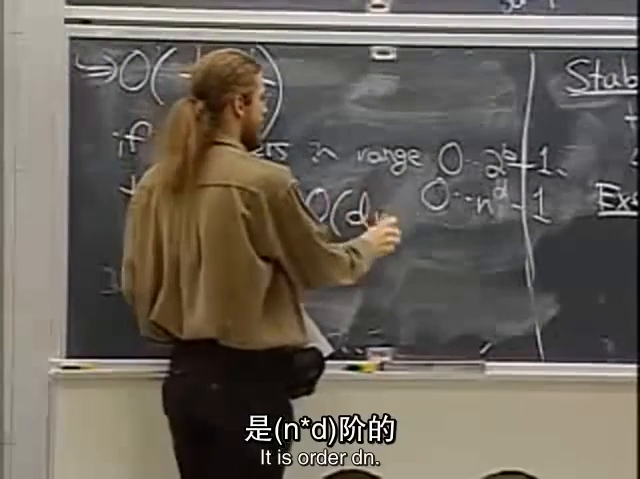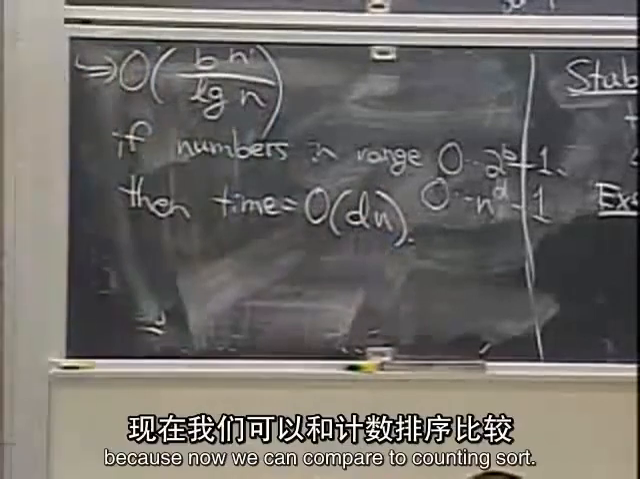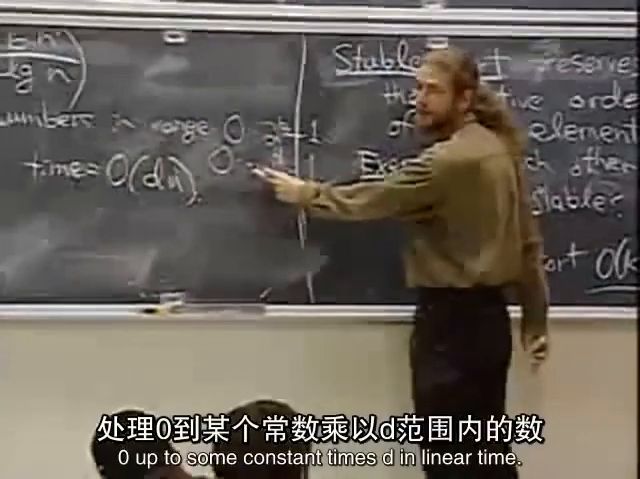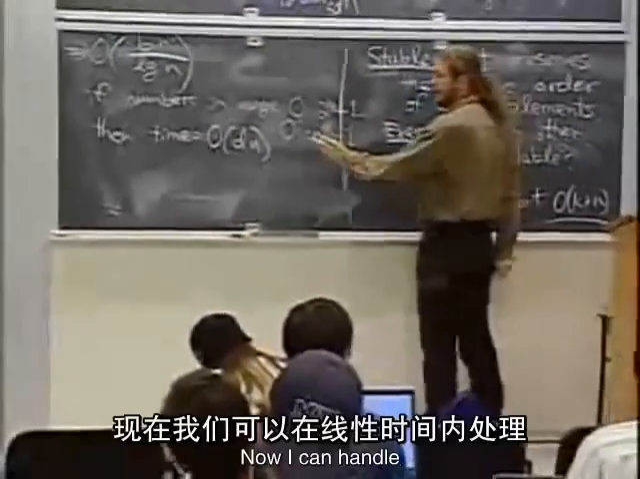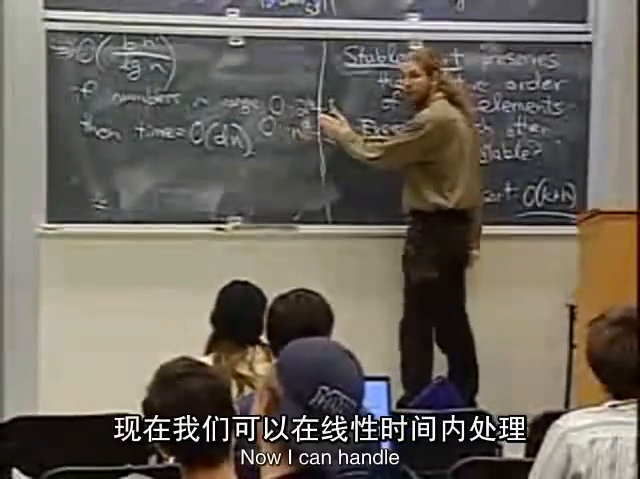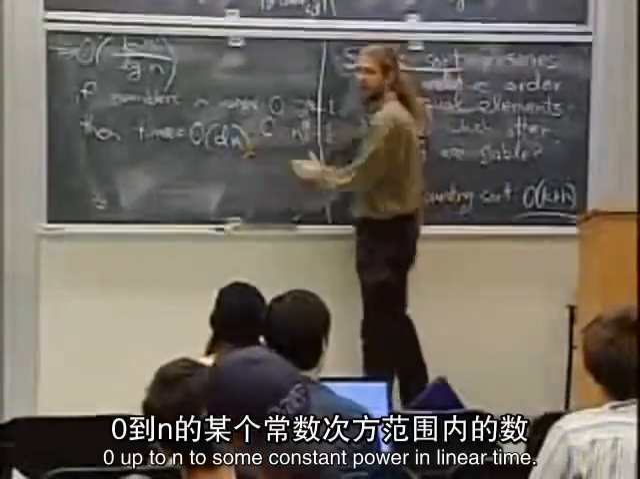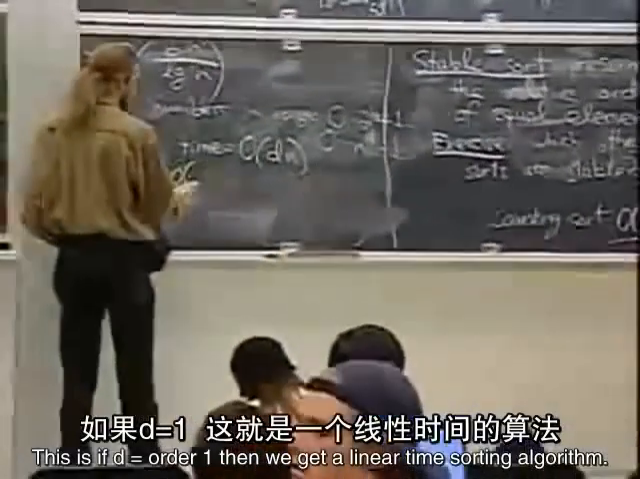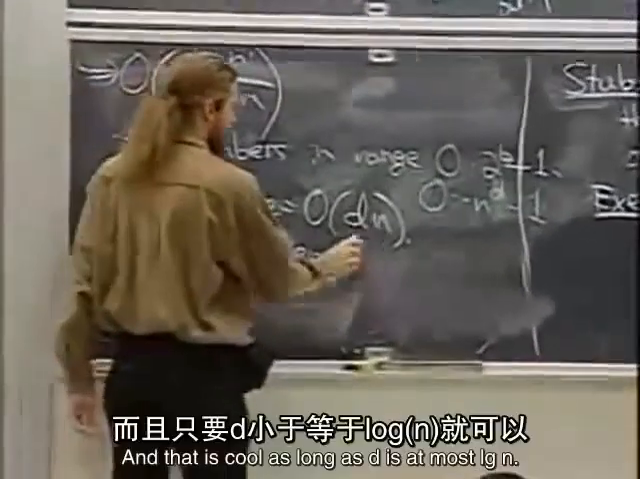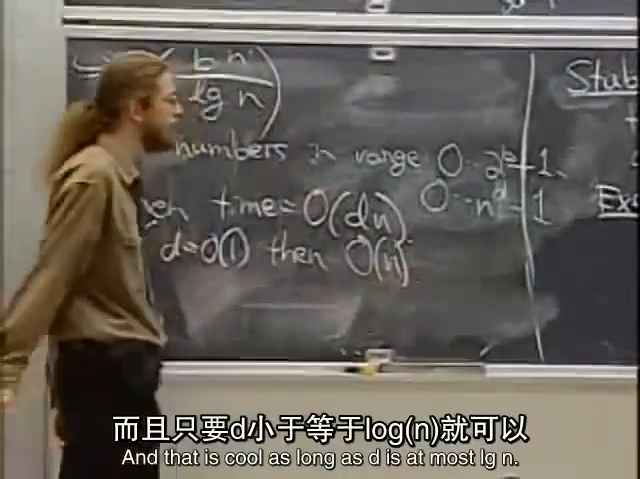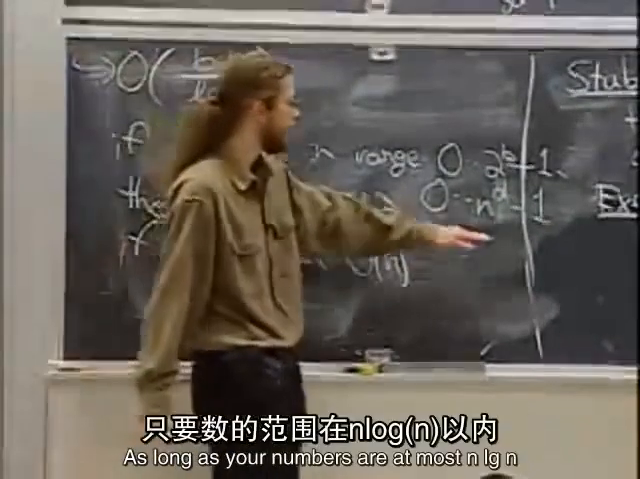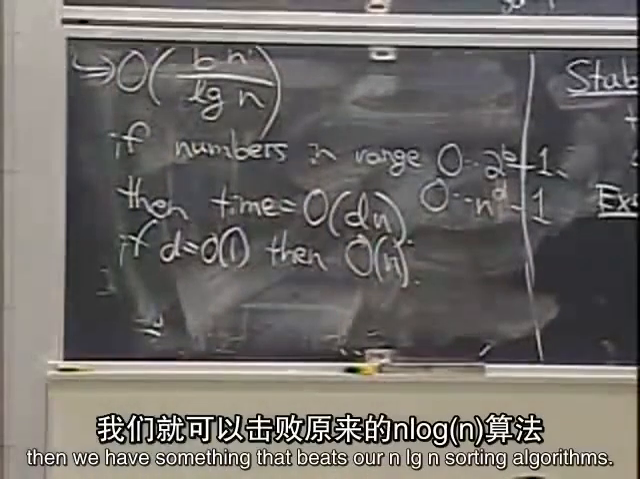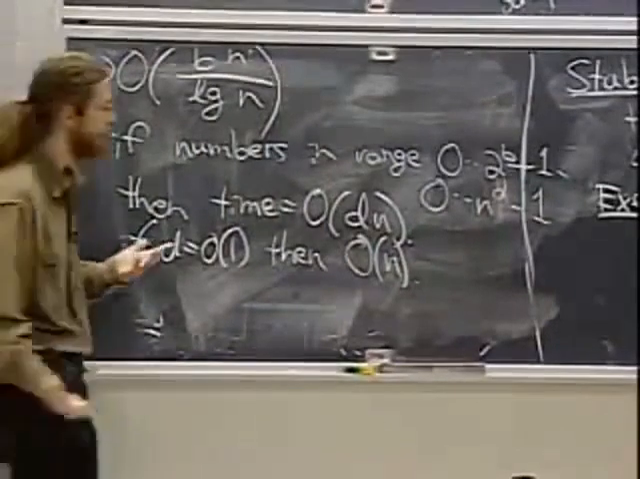It's order d times n. So this is the way to think about it, because now we can compare to counting sort. Counting sort could handle 0 up to some constant times d in linear time. Now I can handle 0 up to n to some constant power in linear time. So if d is order 1, then we get a linear time sorting algorithm. And that's cool. As long as d is at most log n, so as long as your numbers are at most n to the log n, then we have something that beats our n log n sorting algorithms. And this is pretty nice.